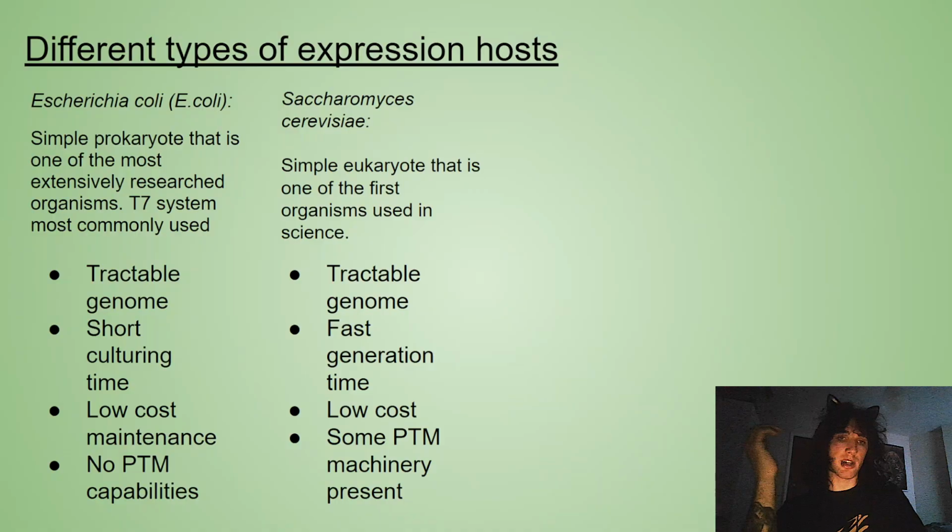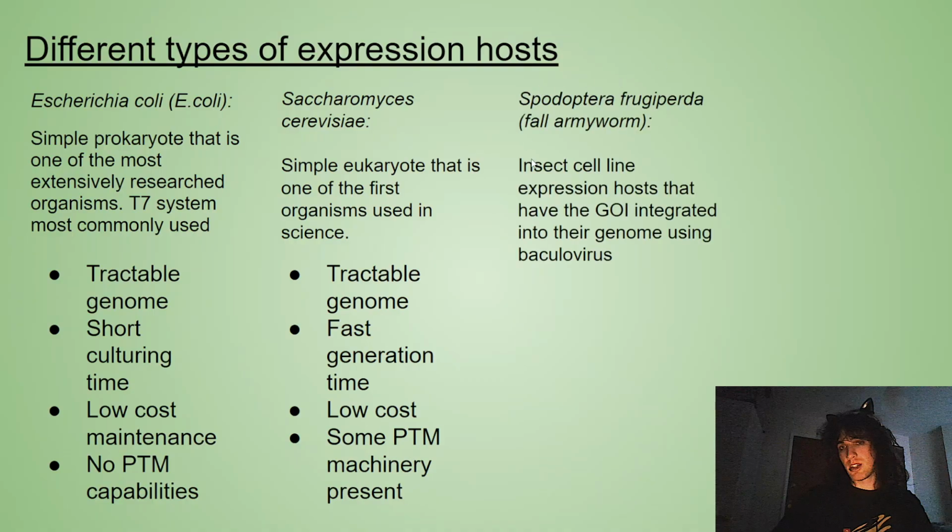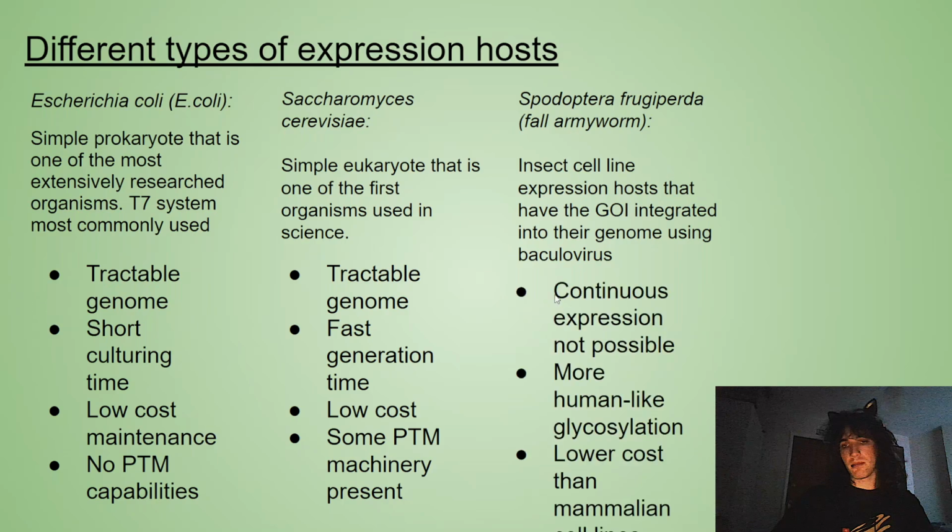Again, very used in science. This is the Michael Jordan of biotechnology. These guys are running for first place, basically. Yeah, again, tractable genome, fast generation times. And there's some post-translational modification, but you have insect lines like the fall armyworm, and these can be expressed using the baculovirus, right?